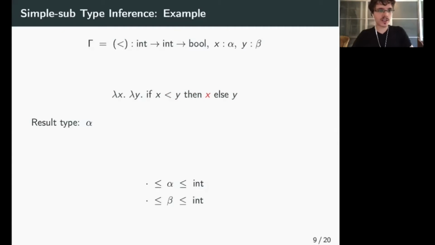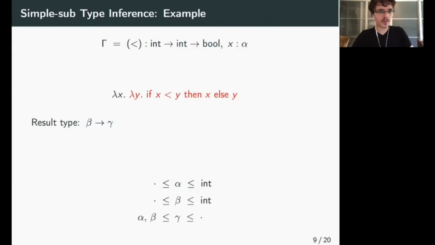The first branch has type alpha, second branch has type beta, but this time we introduce a new type variable to represent the union of the two branches. We constrain this type variable to be a supertype of the types of both branches, alpha and beta. The resulting type of the inner lambda is beta to gamma, and the final resulting type is alpha to beta to gamma, together with the inferred constraints.